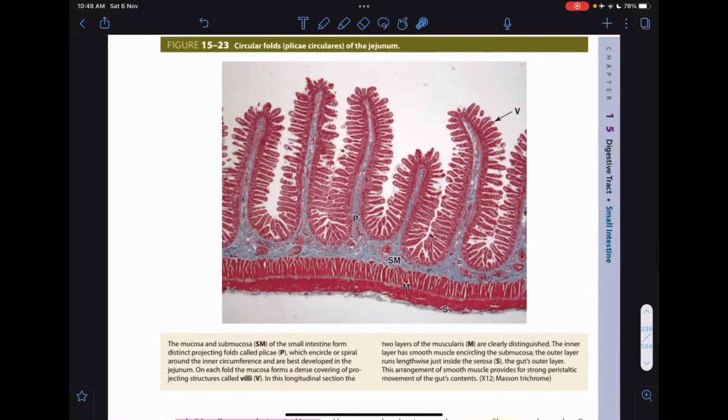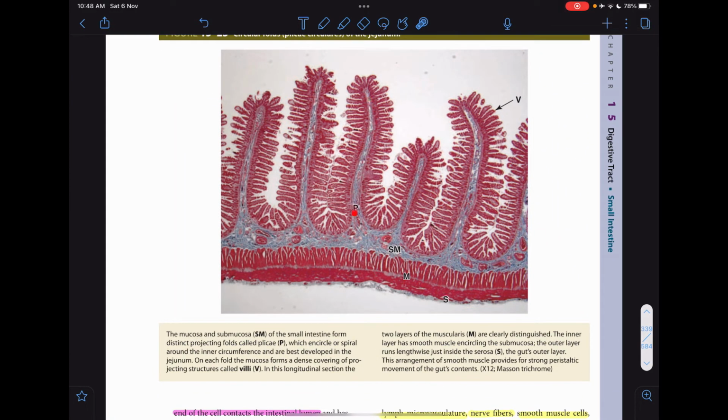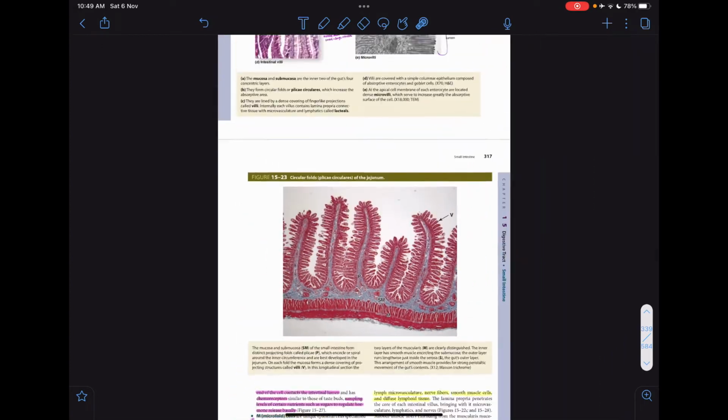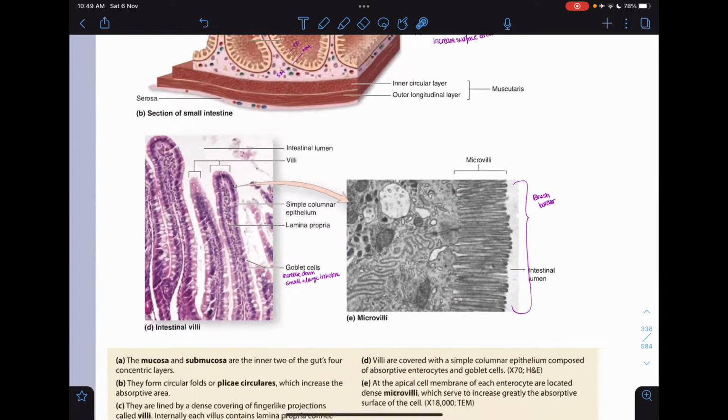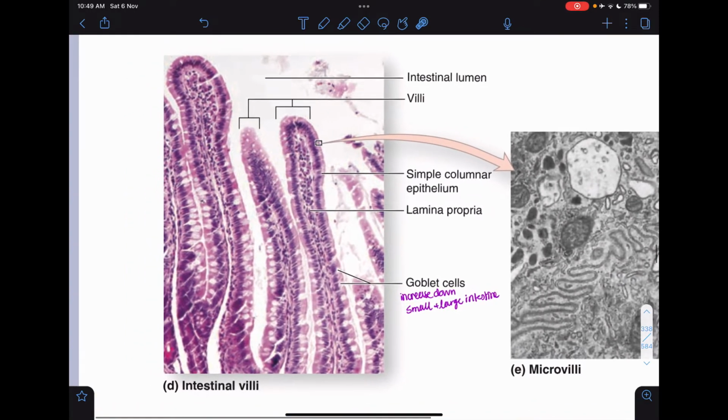And here we have the plicae circulares encircling the small intestine, and they are best developed in the jejunum, like we said. These are the villi. Okay, this is the muscularis, here we have the inner circular layer and this outer longitudinal layer, like we know. Okay, and here this is the brush border, a layer of densely packed microvilli. Here we have the intestinal villi. As you can see, the goblet cells, here they are.